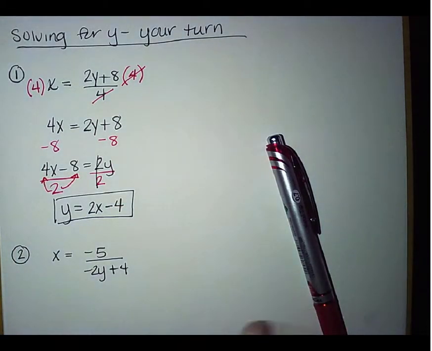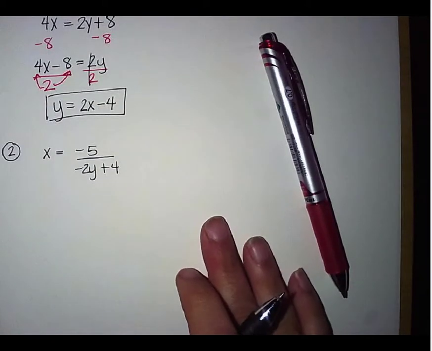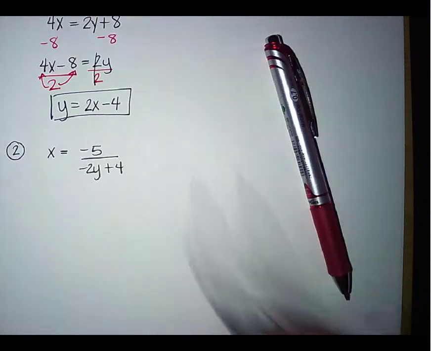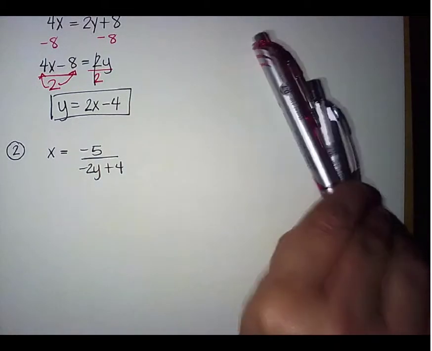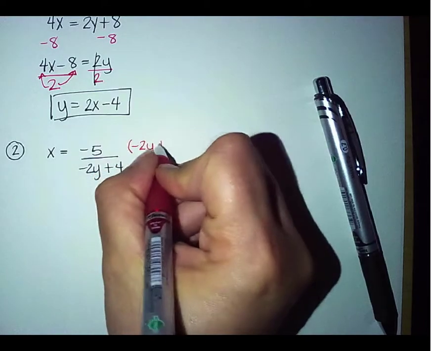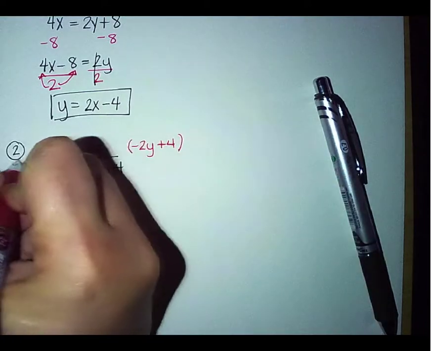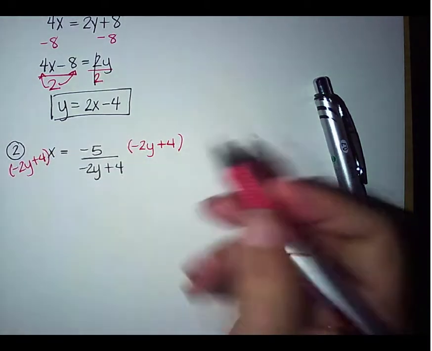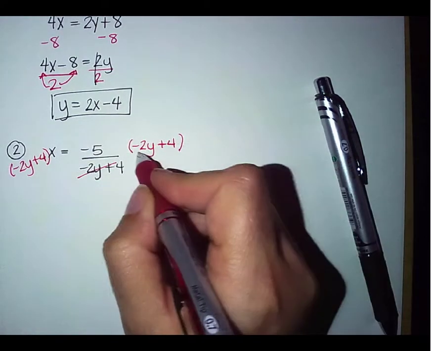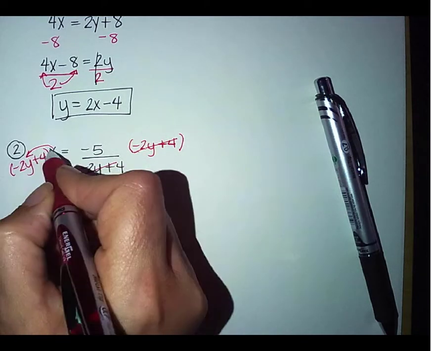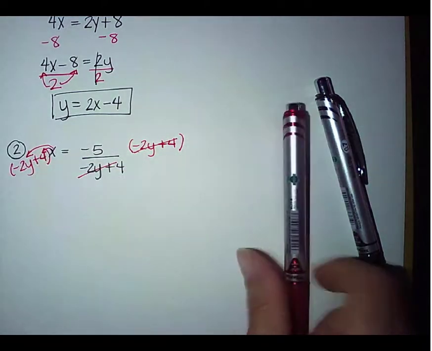So on our second example, for number 2, we have x equals negative 5 over (negative 2y plus 4). Again, getting rid of that fraction first. So we're going to multiply both sides by negative 2y plus 4, again on both sides of this equation. Over on our left, those negative 2y plus 4's are going to cancel. And on our right, we're going to distribute or multiply through by that x.